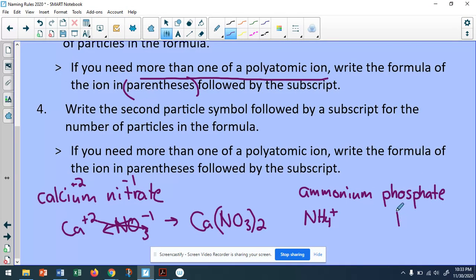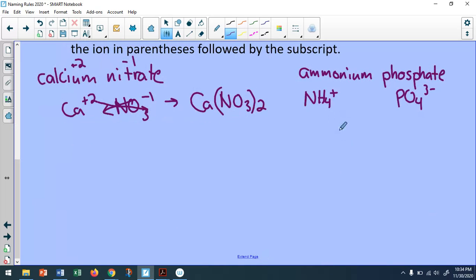Now you'll notice I'm being very careful to write these separate so that I have a final formula with no charges written in it at all. If I have a +1 and a -3, I'm going to multiply this one times 3 in order to cancel out the -3 charge. To have 3 of these, I need the parentheses to be able to show what I have 3 of.